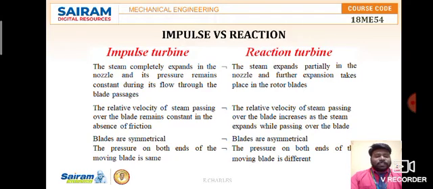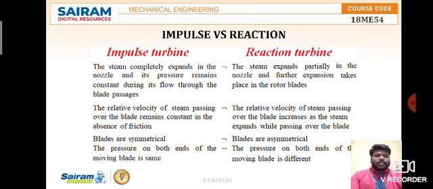In the impulse turbine there will be a nozzle in the beginning, then moving blades, then fixed blades, and then again moving blades. These are the different stages of an impulse turbine. In the beginning there is a nozzle, which will maintain the pressure. In the nozzle the steam completely expands, and the pressure remains constant throughout the blade passages. Whereas in the case of the reaction turbine, it first expands partially, and then the expansion takes place in the rotor blades, that is, the moving blades.